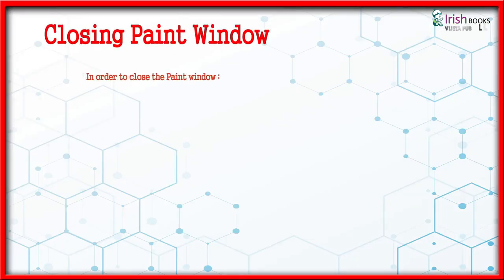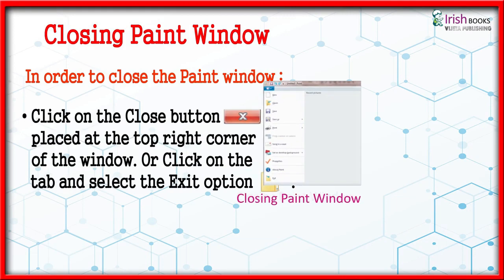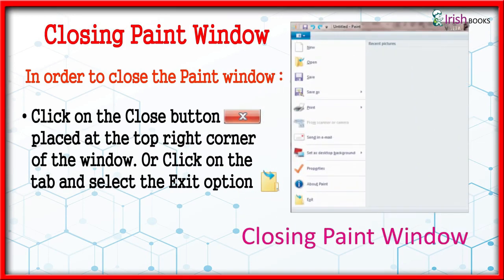Closing Paint window. In order to close the Paint window, click on the Close button placed at the top right corner of the window, or click on the File tab and select the Exit option.